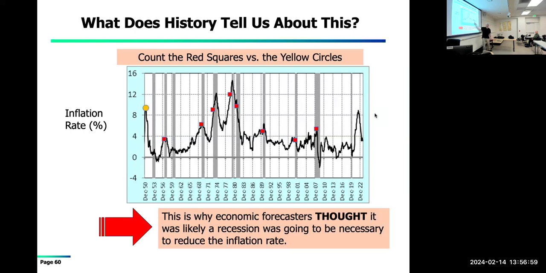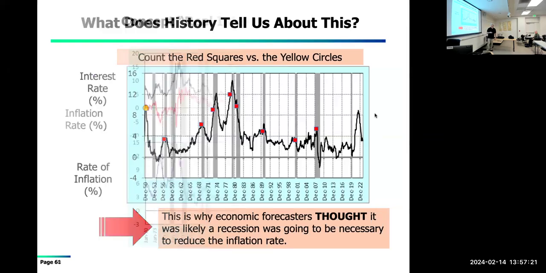And recessions are bad things too. There's no question about it. So it's this history, and models fit to this history, as to why economic forecasters thought, well, they're going to get inflation out of the system. We're going to have a recession, and we're not.